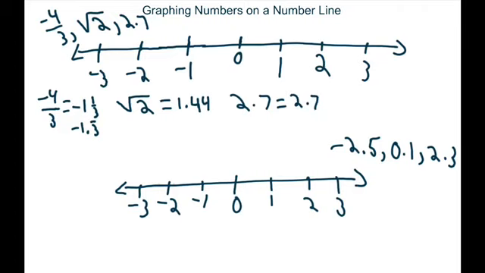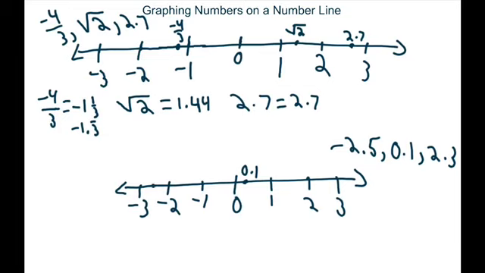Negative 4/3 would be right here. Square root 2 would be right here. And 2.7 would be like right here. Oop. Okay, now let's graph this. 0.1 would be here. That's 0.1.